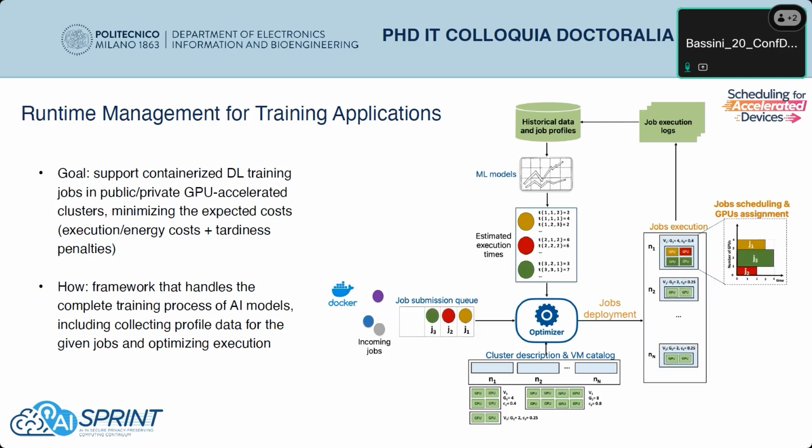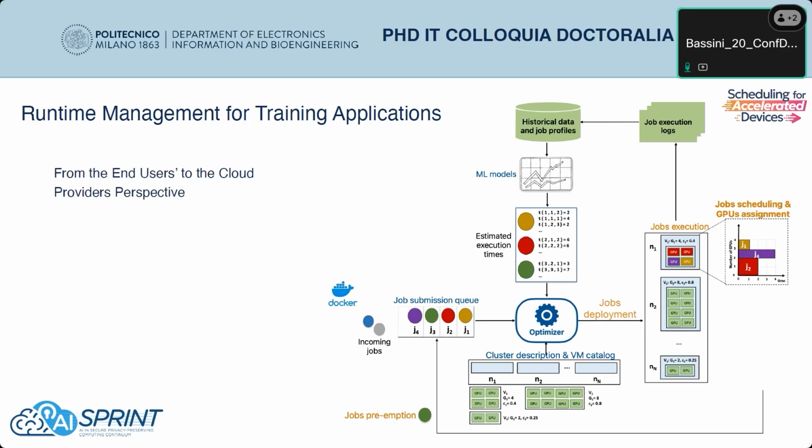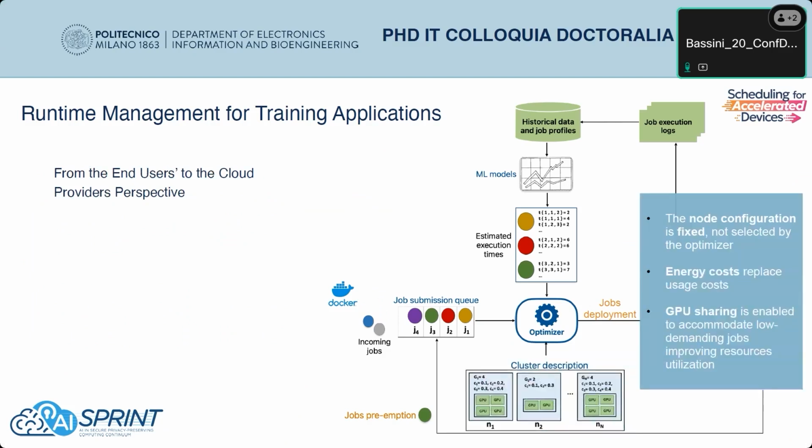This problem is solved periodically, and every time a job is submitted or terminates its execution, and jobs can be preempted and resumed in a next scheduling point if the resources do not allow running all of them concurrently. Moving from the perspective of the user to the perspective of the provider, we have to change the description of the cluster because, of course, we don't have virtual machines, but physical nodes with fixed configuration. And we enabled GPU sharing to allow a low-demanding job to share resources, improving the overall utilization.